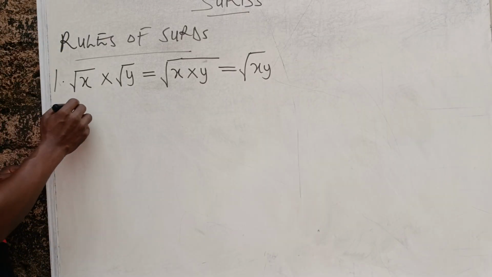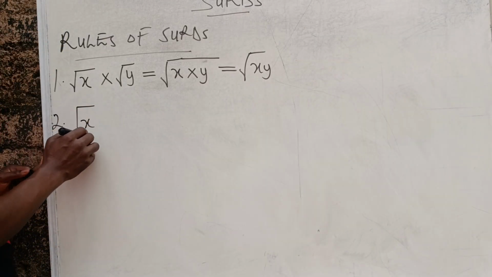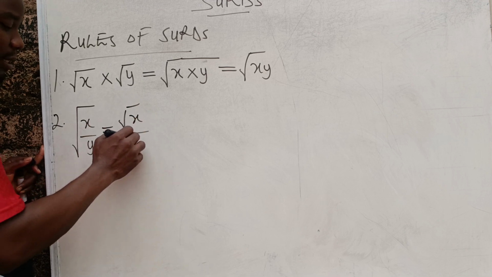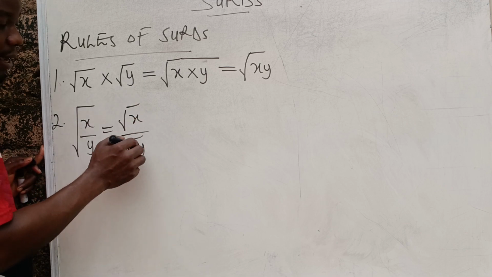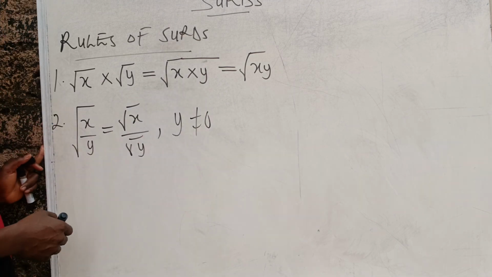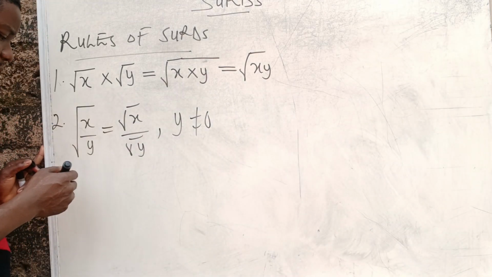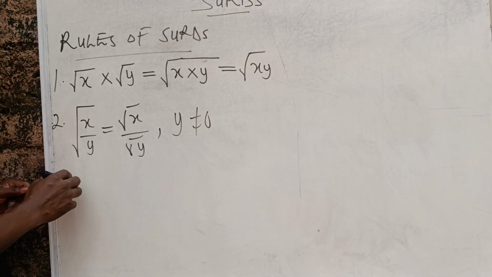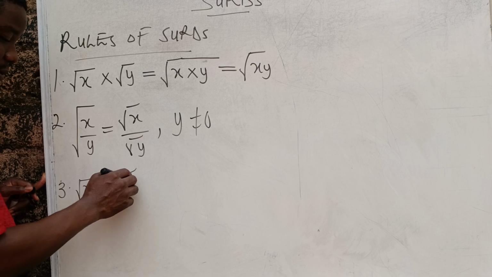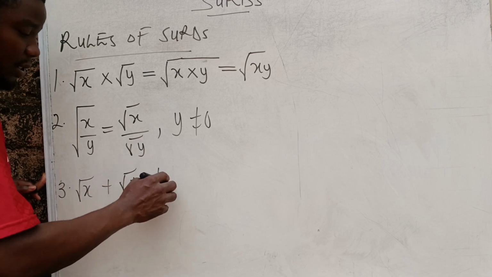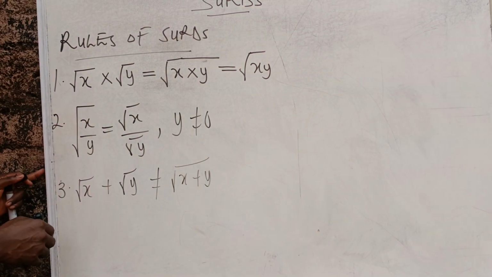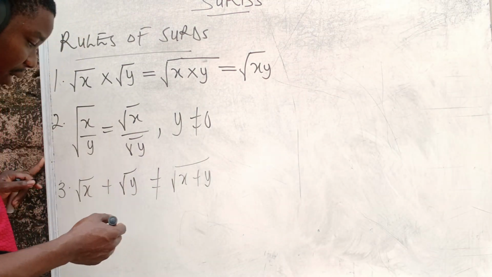Rule number 2 says that if you have the square root of x all over y, it is always equal to the square root of x all over the square root of y, provided y is not equal to 0. Rule number 3 says that if you have the square root of x added to the square root of y, it is not equal to root x plus y.